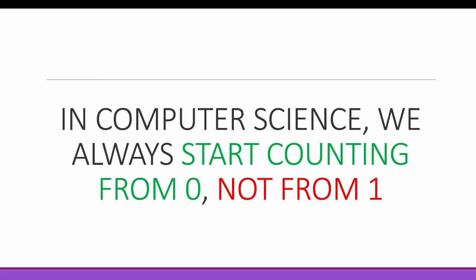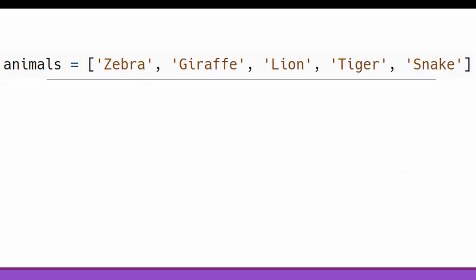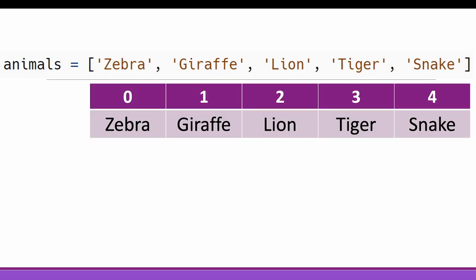Now, remember, we always start counting from 0, not from 1 in computer science. So, with this list, and this is very similar to strings and the index of a character in a string, each item in our list also has an index. So we start from 0. So zebra is index 0, giraffe is index 1, and so on up until snake is index 4. And this index is just the position of that item in the list.